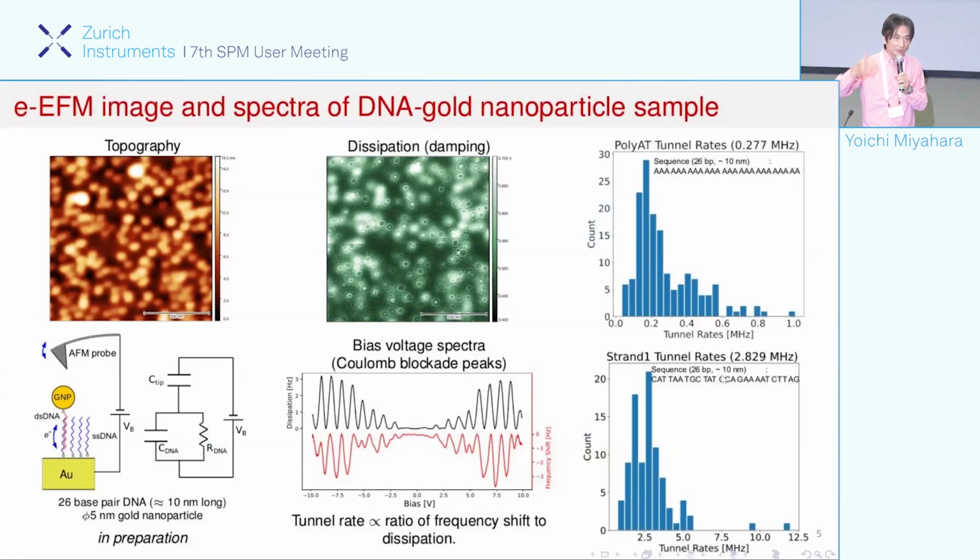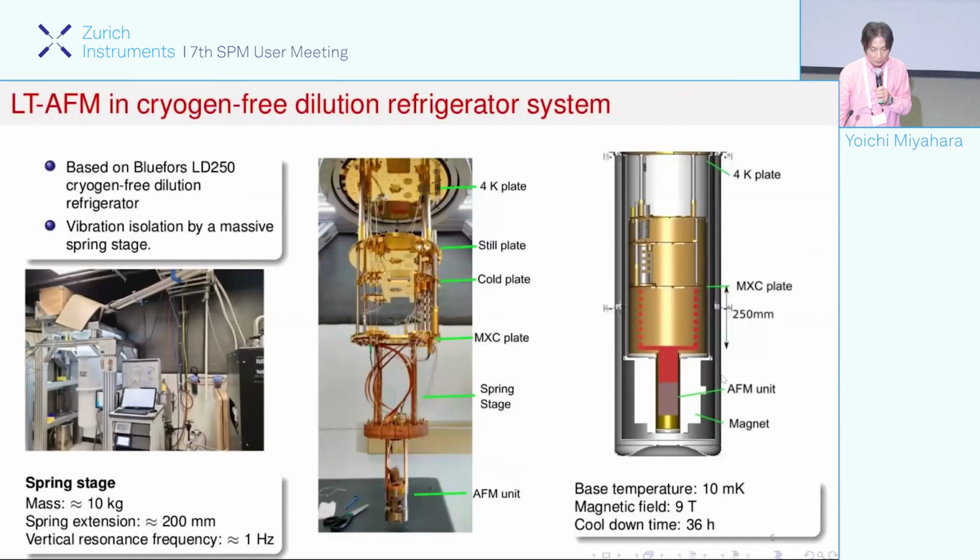So this can be used as a very useful tool to measure charge transport. As you saw, we need a lot of time to do this measurement at low temperature. So I decided to build my AFM system based on a cryogen-free dilution refrigerator system because I didn't want to worry about liquid helium consumption.